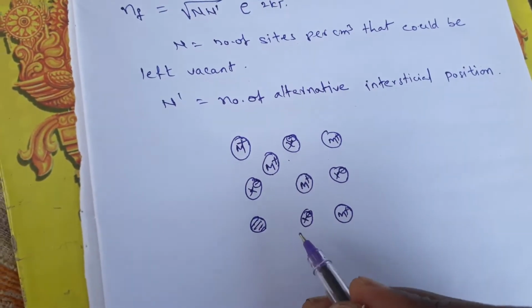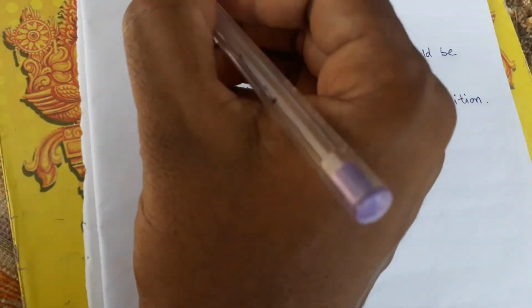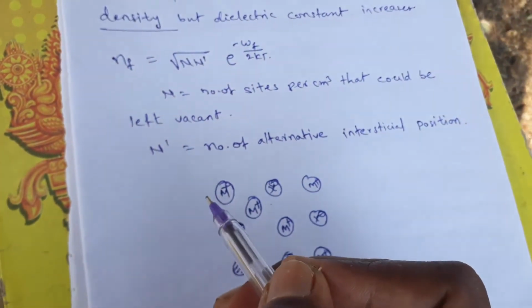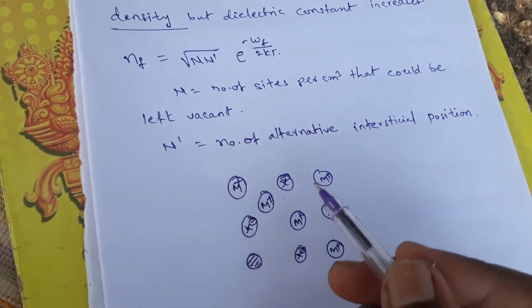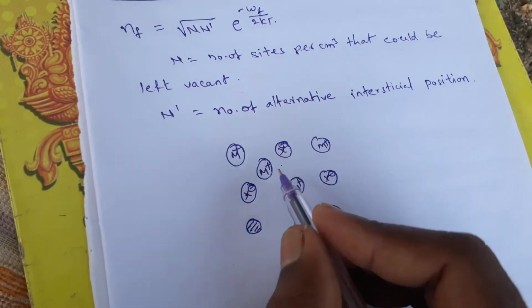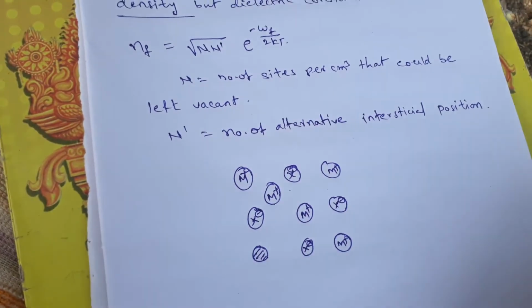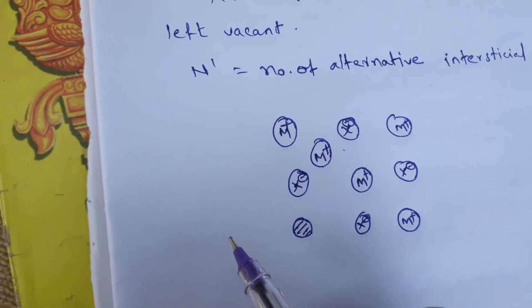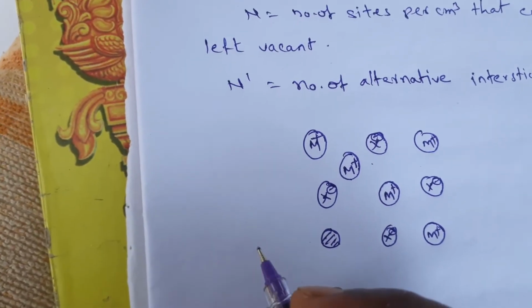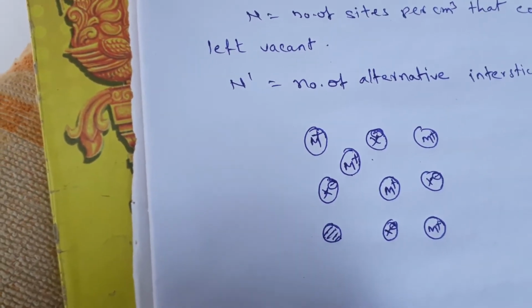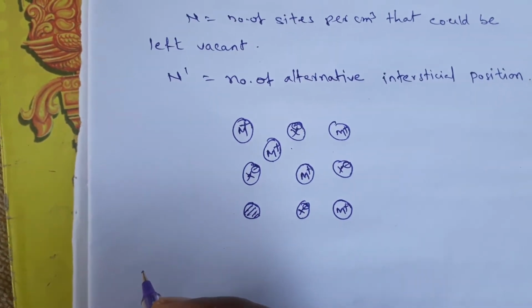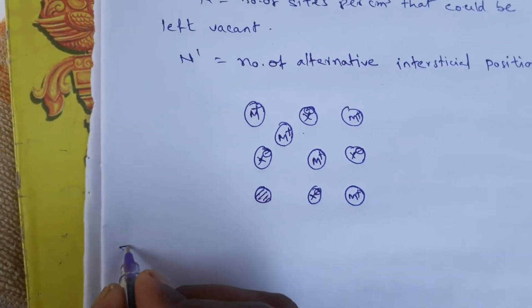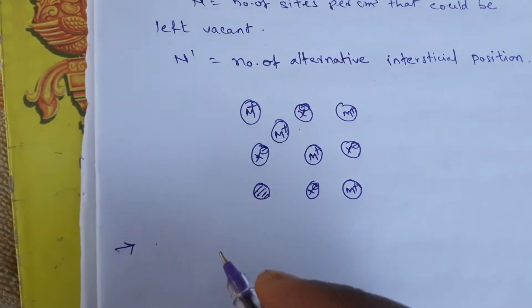So here there is no change in the density, but dielectric constant may increase due to the presence of distance between the anions and cations. So this is about the stoichiometric defects. Stoichiometric defects are of two types: one is Schottky defects and one is Frenkel defects.